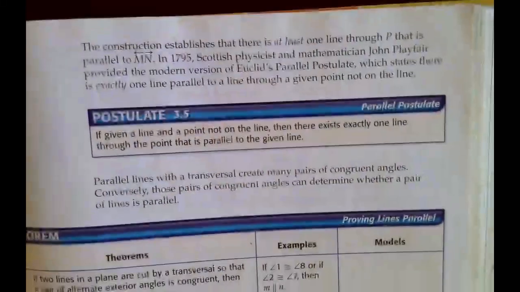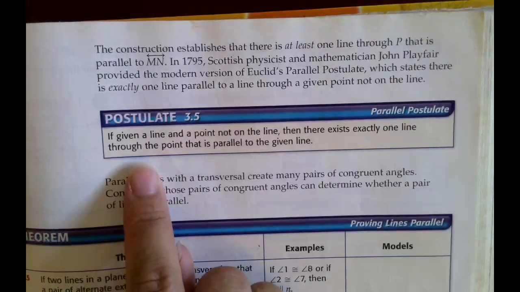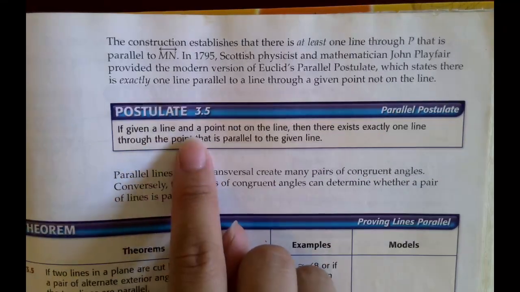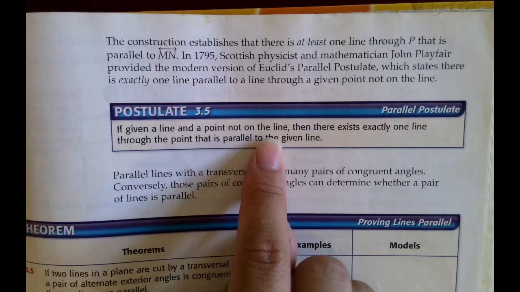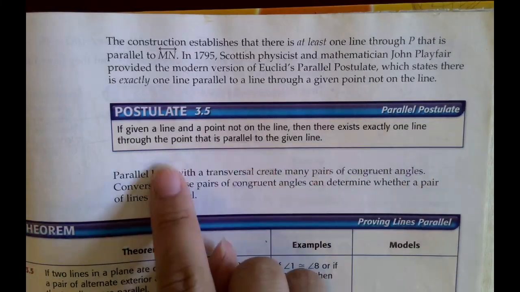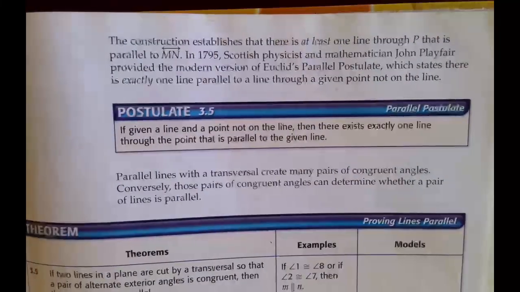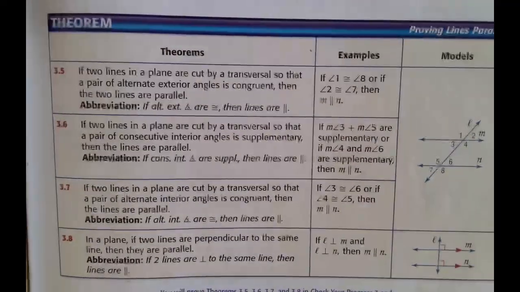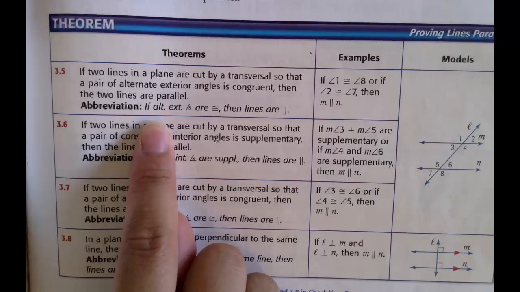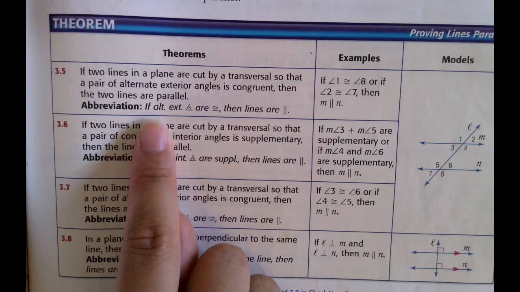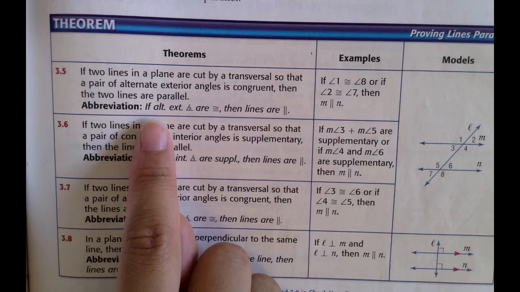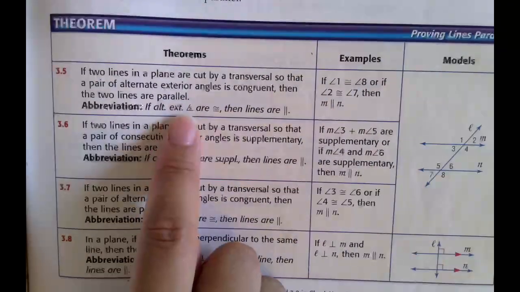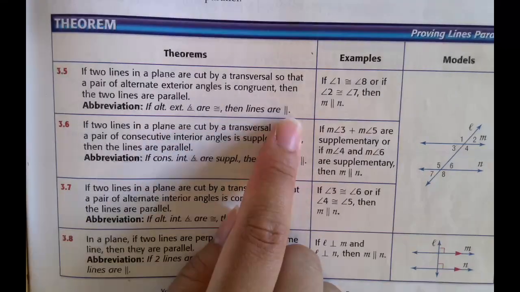Okay. The next one here is, they call it the parallel postulate, so I'm okay if you name it that way. If given a line and a point not on the line, then there exists exactly one line through the point that is parallel to the given line. Okay. The next one, these are all converses. This is the converse of the alternate exterior angles theorem, right? So this time, instead of having our conclusion be alternate exterior angles are congruent, this time, if the alternate exterior angles are congruent, then the lines are parallel.